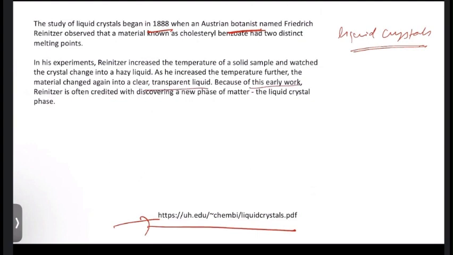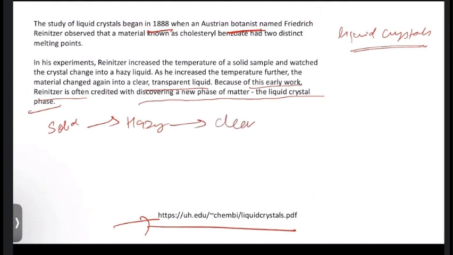Because of this early work, Reinitzer is often credited for discovering a new phase of matter called the liquid crystal phase. First it was solid, then it turned hazy, then again it was liquid. It is also a clear, transparent liquid.